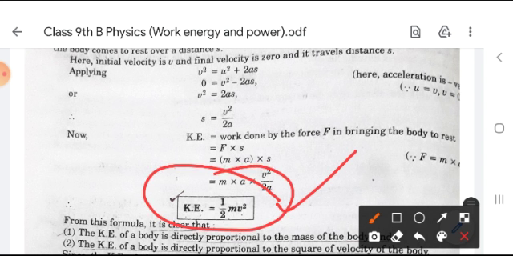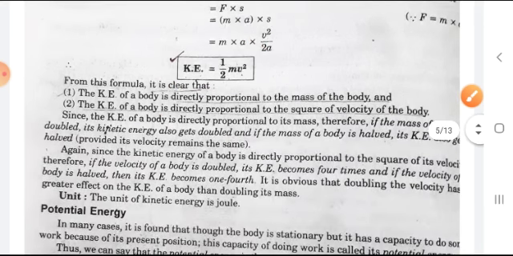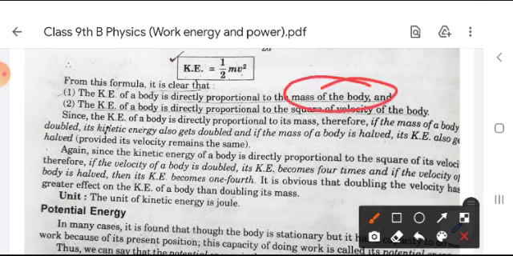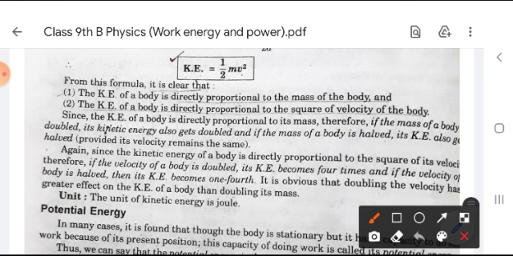It is very important for numerical problems also. So we can say that by the above formula, the kinetic energy of a body is directly proportional to the mass of the body, and secondly to the square of the velocity of the body. So we can conclude it here today. And most important, the unit of energy is also the joule. That is very important for you.